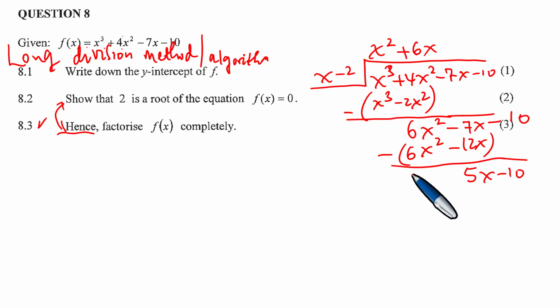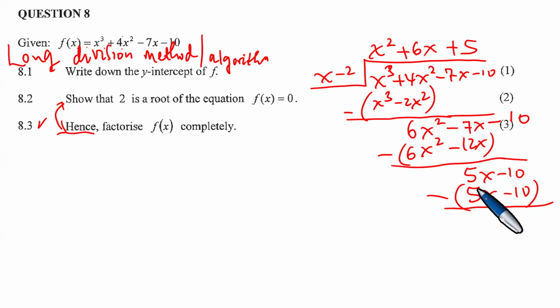Now, what is 5x divided by x, which is 5? 5 times x is 5x. Minus 2 times 5 is minus 10. Minus 5x, 5x minus 5x is 0. And minus 10 plus 10 is 0, giving us a big 0.